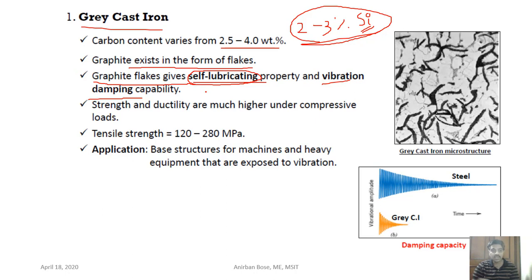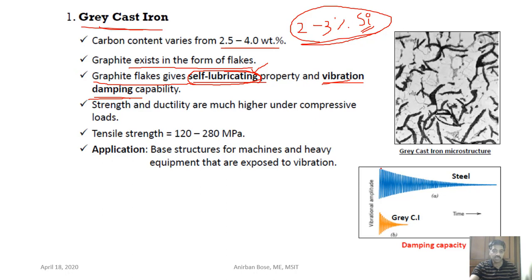Another very important property of the gray cast iron is the vibration damping capacity. The vibration damping capacity is very high in case of a gray cast iron. Look at this diagram. Here, suppose some mechanical vibration is initiated, and you see that particular disturbance will die out in case of a steel after a very long time, whereas in case of a gray cast iron, it is damping out within a very short period of time. That means its self-damping or vibration damping capacity is very high, and that is why the gray cast iron is preferred for different machine bases.